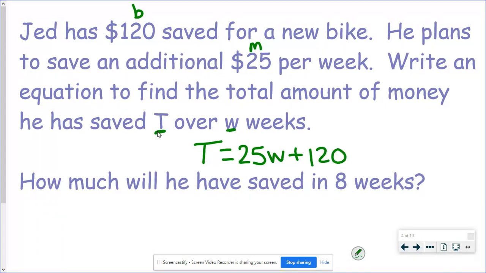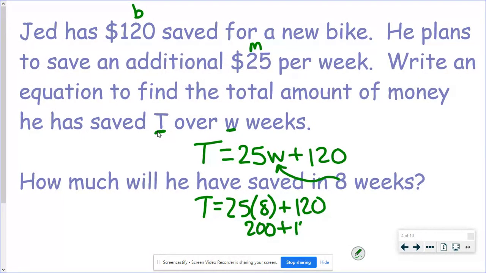So if I want to know how much money he has in 8 weeks, I would put the 8 in for the weeks, right? 25 times 8, that's going to be 200 plus 120. That should be $320 that he's going to have.